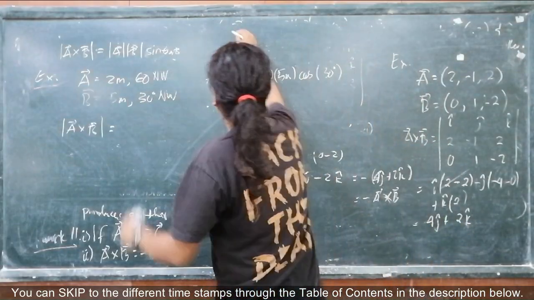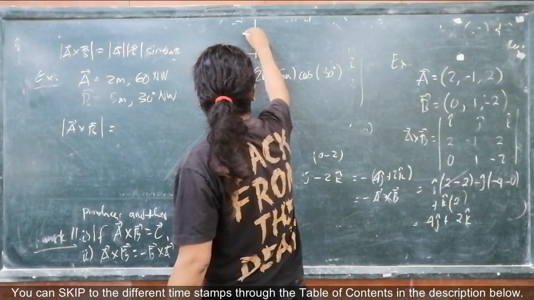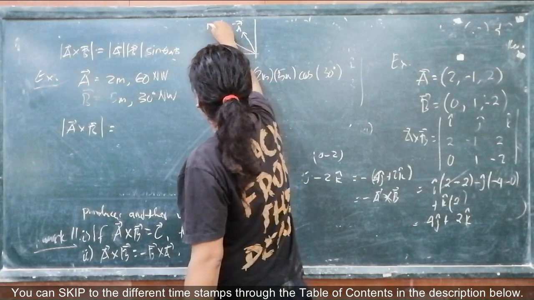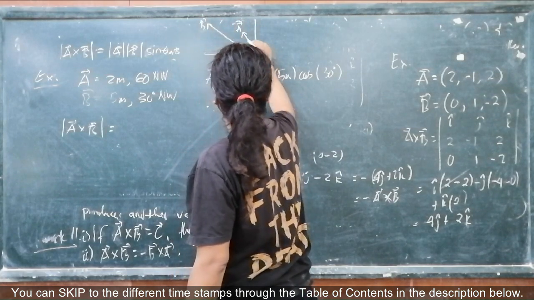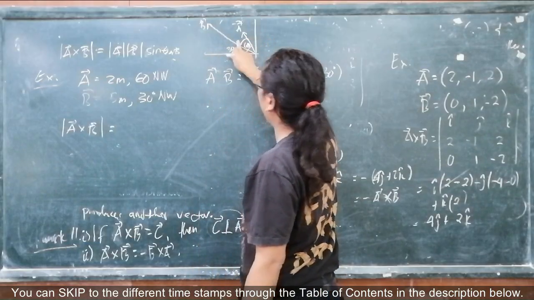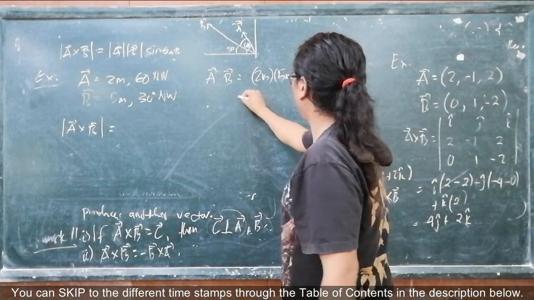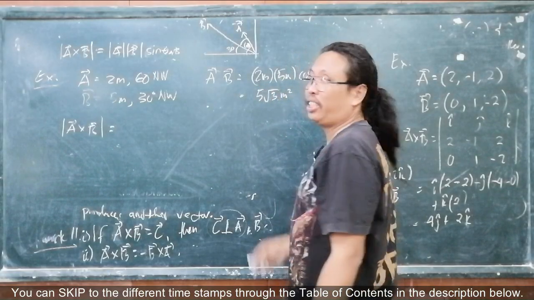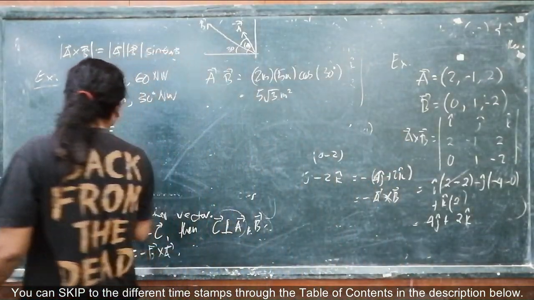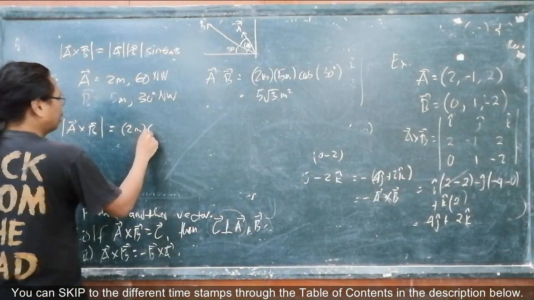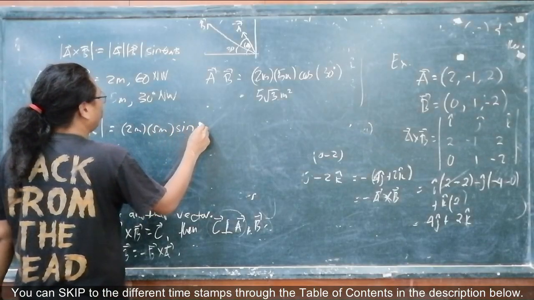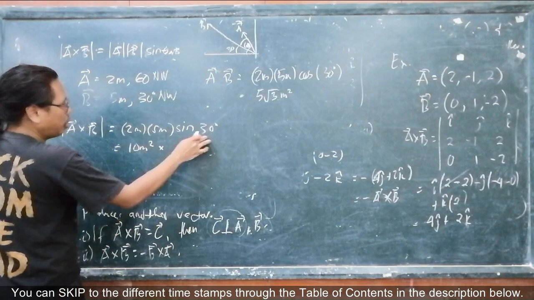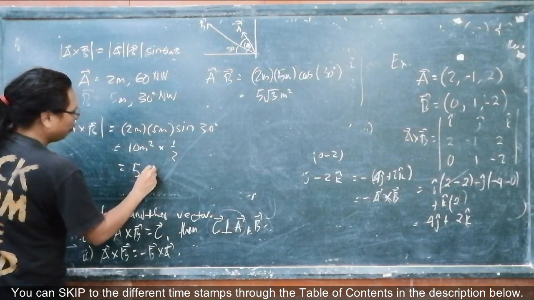This is A, and this one is B. This is 30 degrees and this is 60 degrees, so clearly that is 30. So this was 10 times cosine 30, which is 5 square root of 3 meters squared. This one, on the other hand, is 2 meters times 5 meters times sine of 30 degrees, which is 10 meters squared times sine of 30, just 1/2. So this is 5 meters squared.